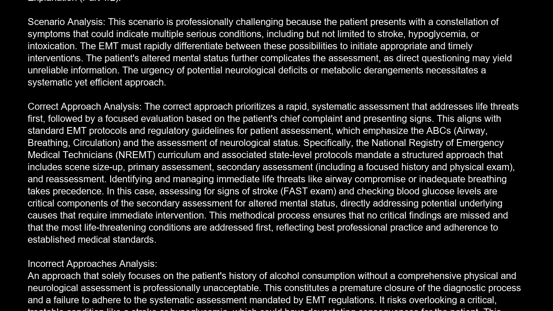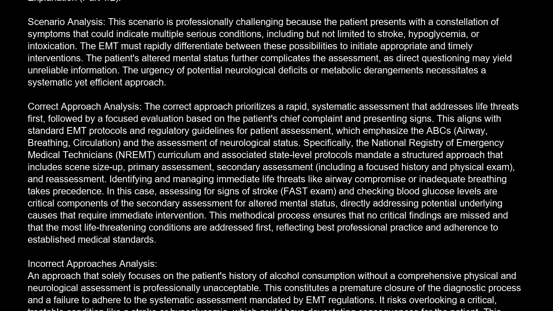Identifying and managing immediate life threats like airway compromise or inadequate breathing takes precedence. In this case, assessing for signs of stroke, FAST exam, and checking blood glucose levels are critical components of the secondary assessment for altered mental status, directly addressing potential underlying causes that require immediate intervention. This methodical process ensures that no critical findings are missed and that the most life-threatening conditions are addressed first, reflecting best professional practice and adherence to established medical standards.